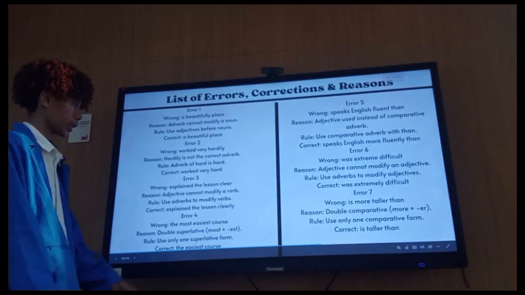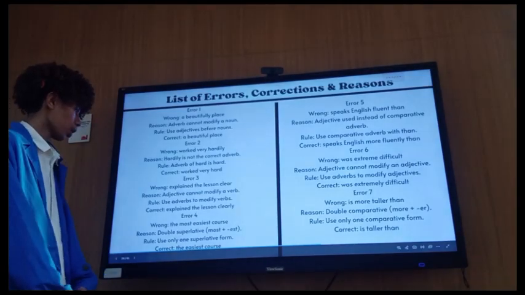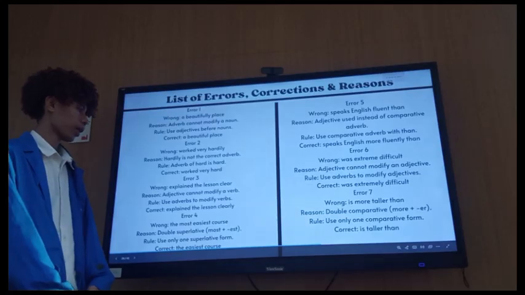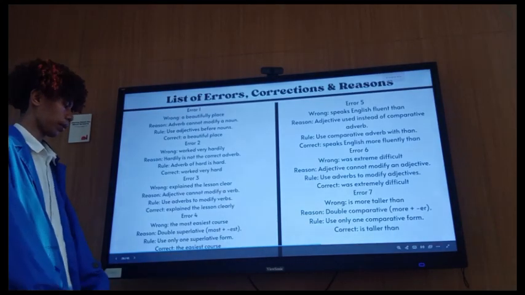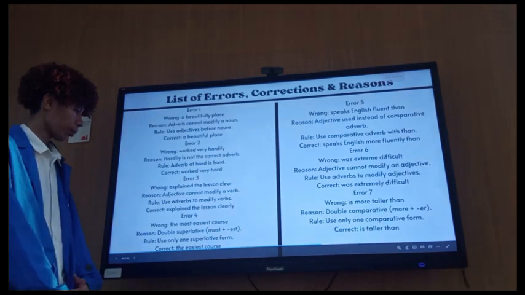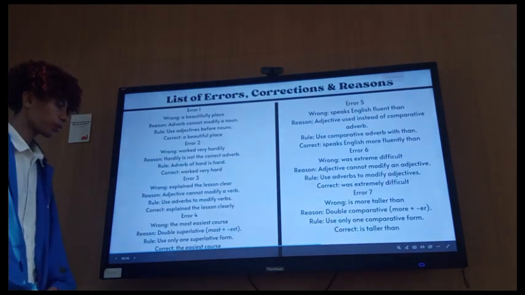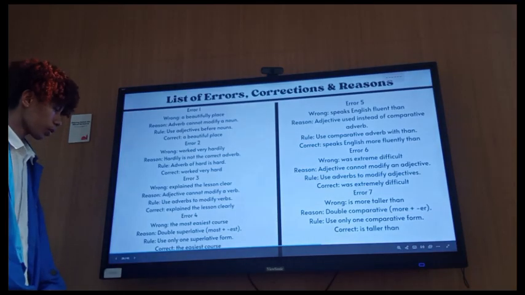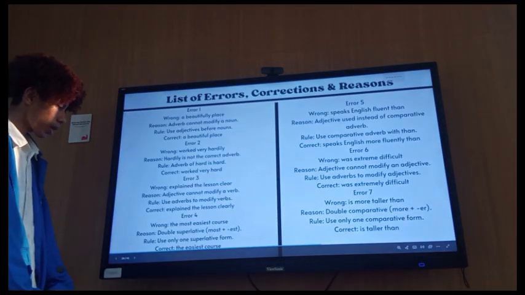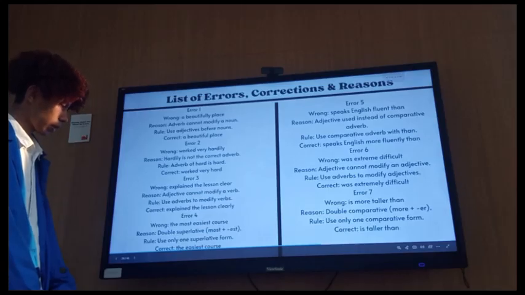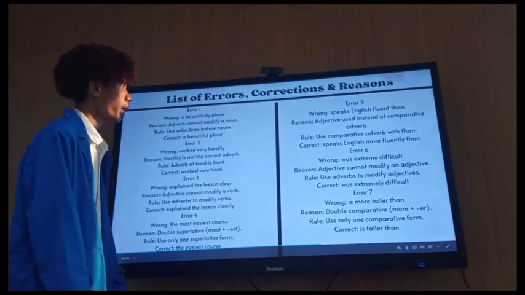Error 3. Wrong: explained the lesson clear. Reason: an adjective cannot modify a verb. Rule: use adverbs to modify verbs. Correct: explains the lesson clearly. Error 4. Wrong: the most efficient course. Reason: double superlative, most plus est. Rule: use only one superlative form. Correct: the most efficient course.